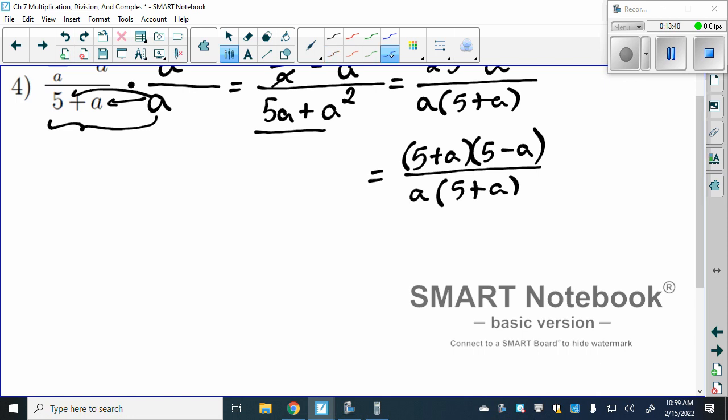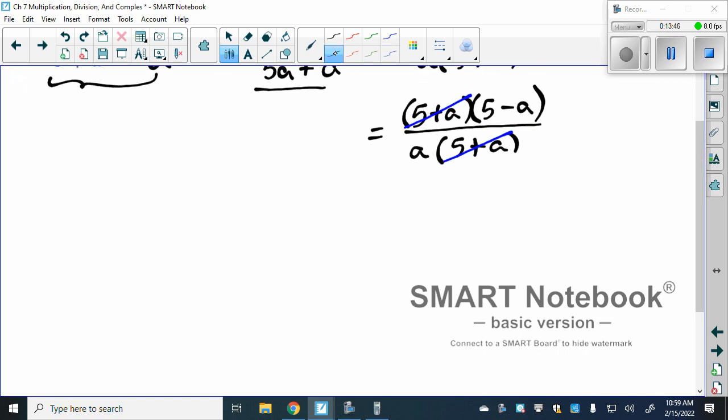We just need to make sure the order's correct. And last but not least, we can cancel these two out, leaving us with 5 minus a over a. And that right there is as simplified as it gets. Any questions on this here?